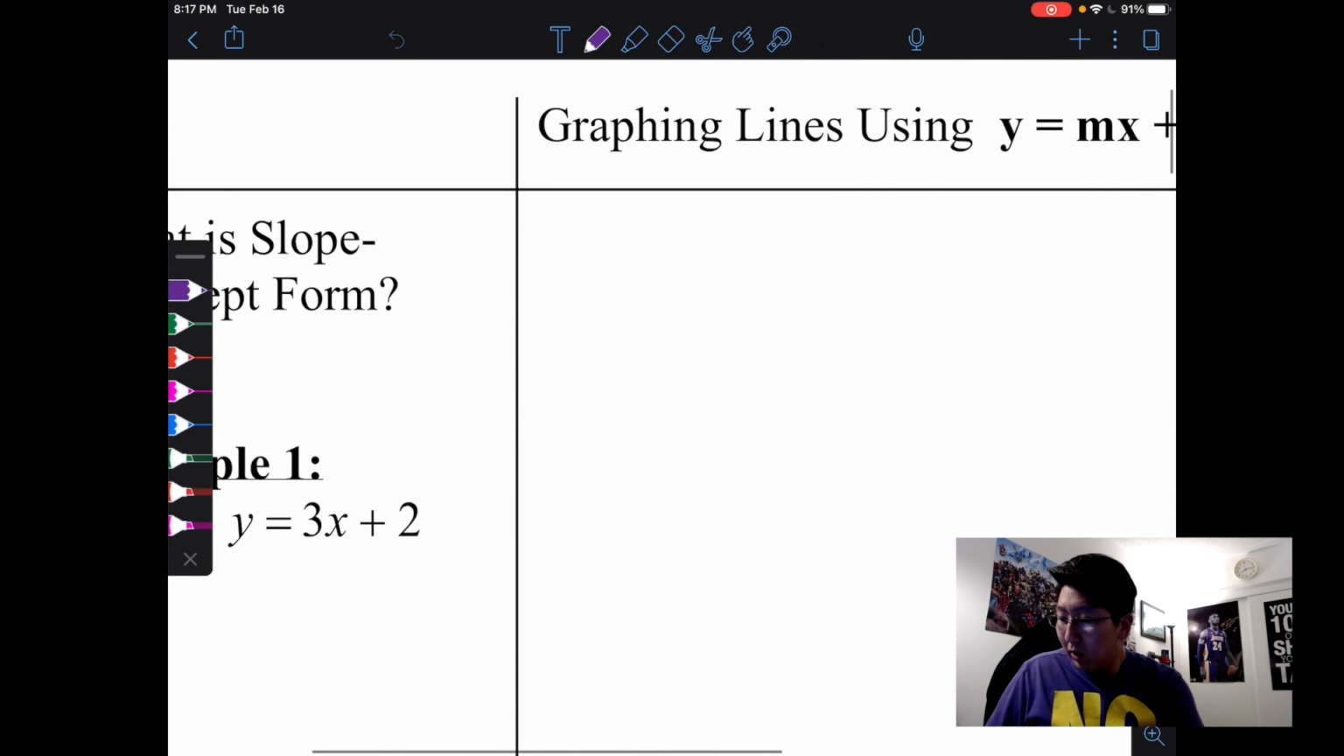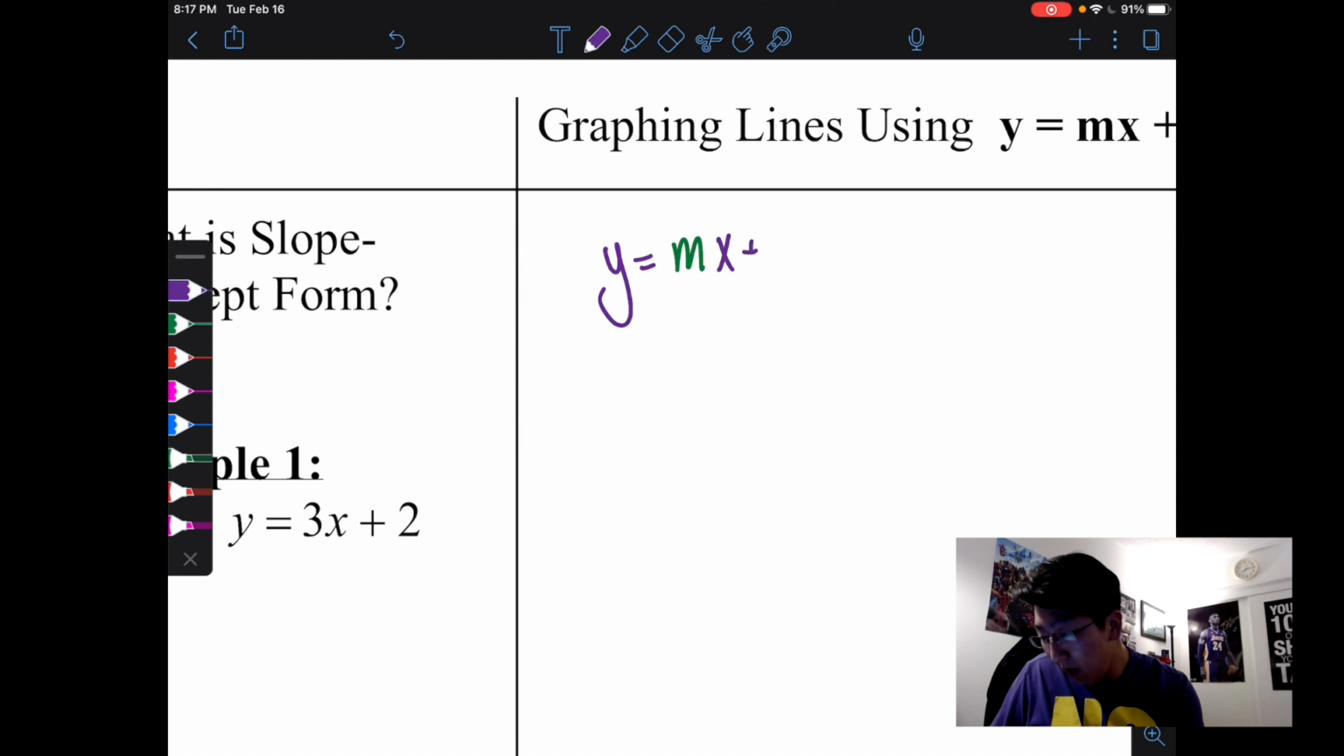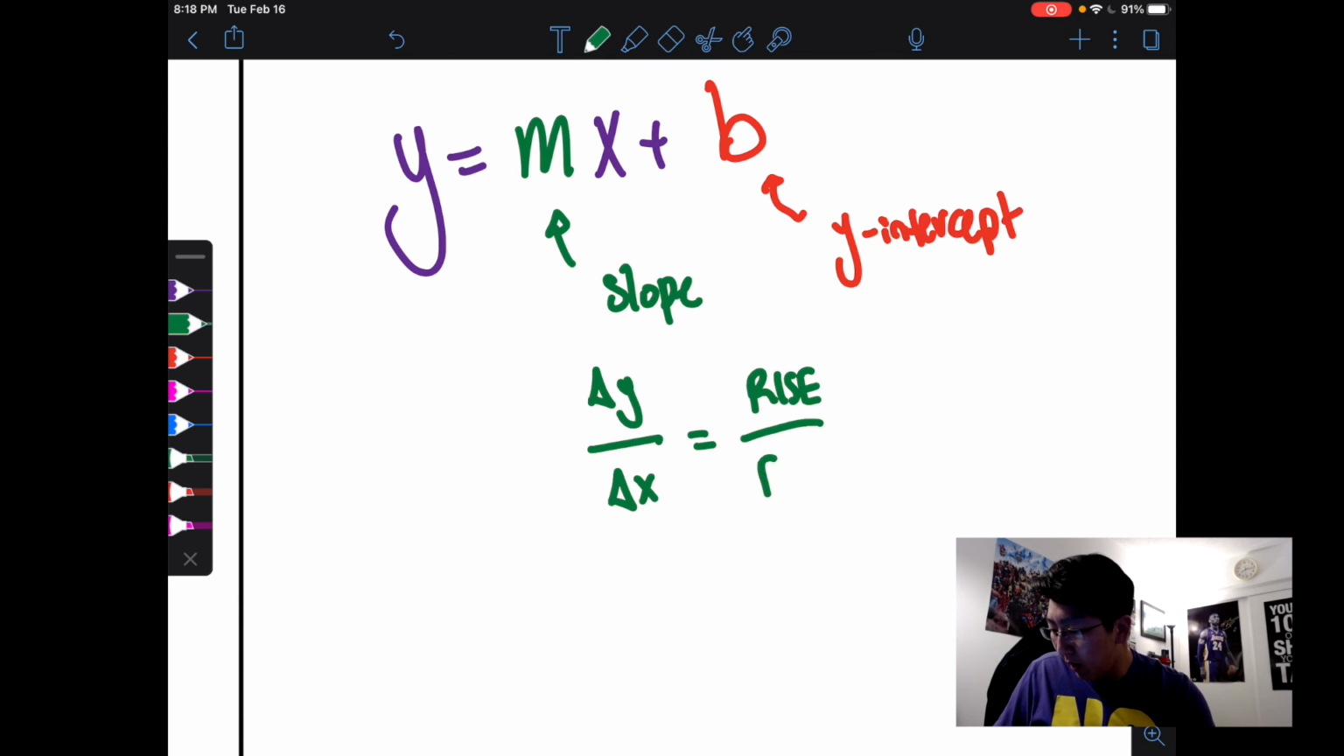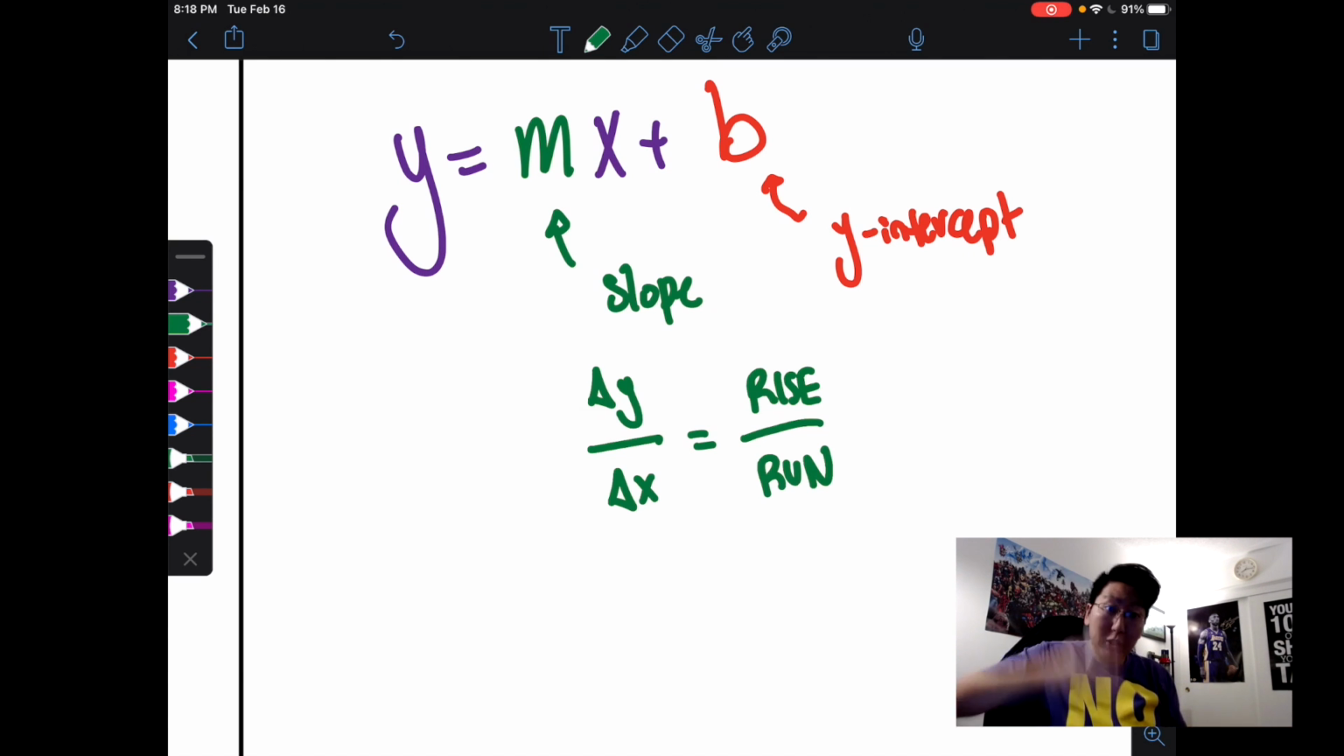So what is slope-intercept form? Slope-intercept form is y equals, hopefully you remember, I just said it, mx plus b. And so m is our slope, and b is our y-intercept. Slope can also be rise over run, so change in y over change in x. How much is it changing up and down, and how much is it changing left and right?